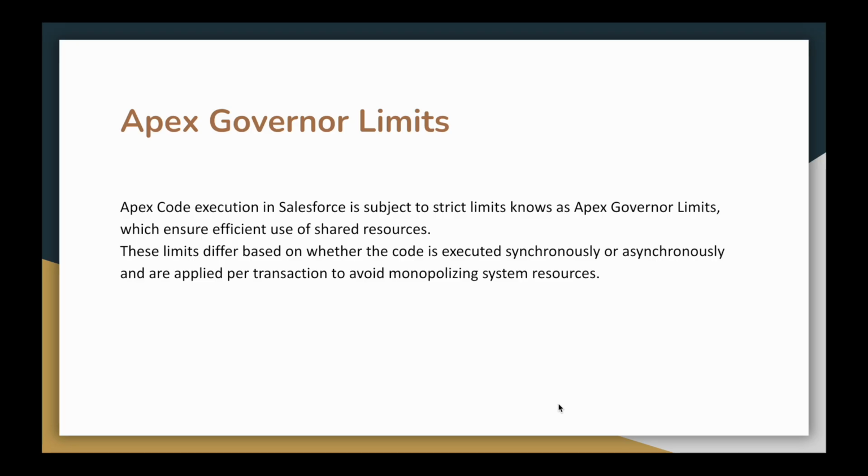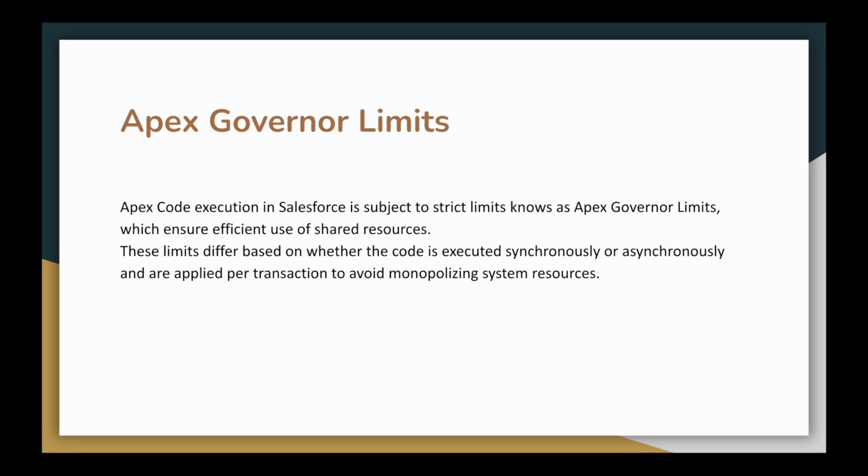So our first topic would be Apex governor limits. So what exactly are Apex governor limits? Apex code execution in Salesforce is subject to strict limits, which are known as Apex governor limits, which ensure that efficient use of shared resources is implied. So what exactly does it mean?